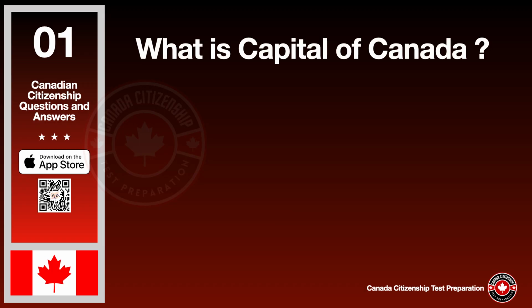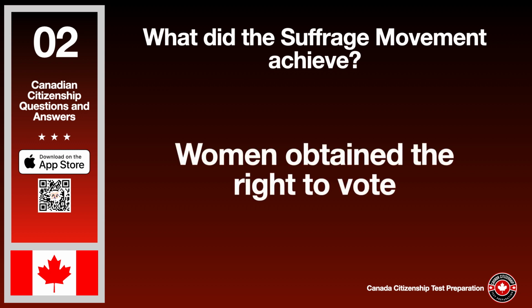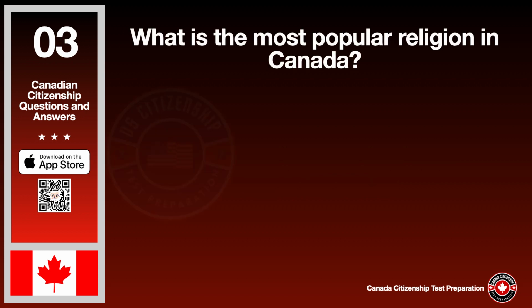What is the capital of Canada? The answer is Ottawa. What did the suffrage movement achieve? The answer is women obtained the right to vote. What is the most popular religion in Canada? The answer is Christians.